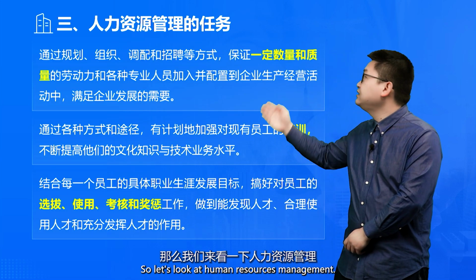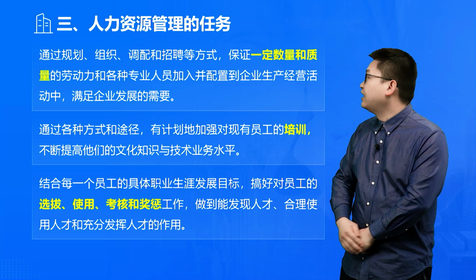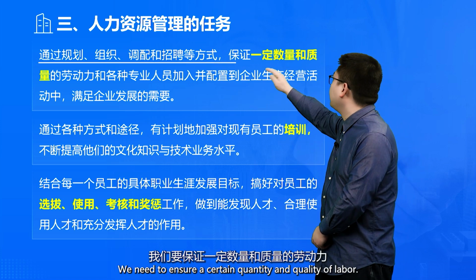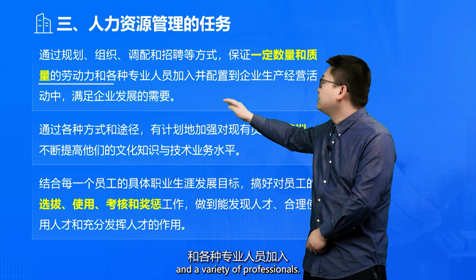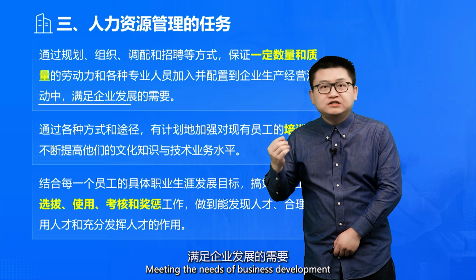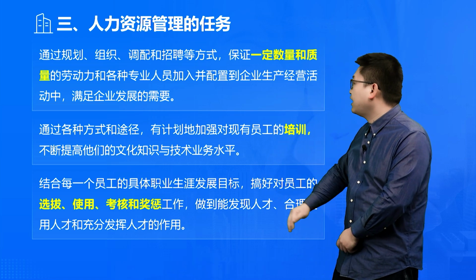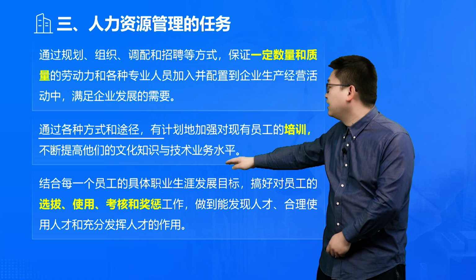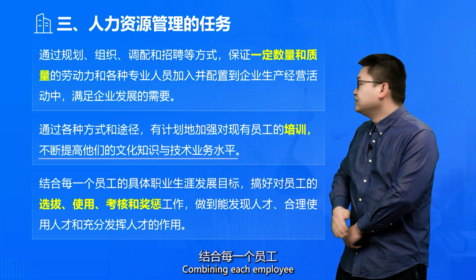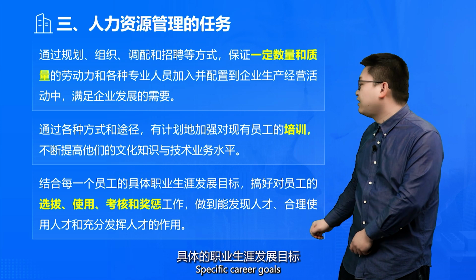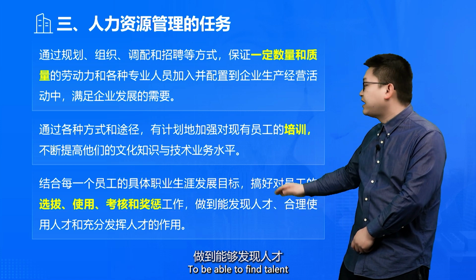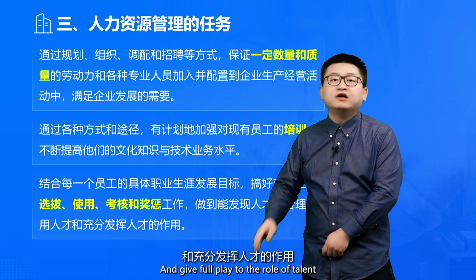So let's look at what kind of mission human resources management is going to accomplish. First and foremost, through the planning, organization, deployment, and recruitment we just talked about, we need to ensure a certain quantity and quality of labor and a variety of professionals, and allocate them to the production and operation activities of enterprises, meeting the needs of business development. This is the main task. Then, we can use various ways and means to intensify training for employees in a planned manner, and constantly improve their cultural knowledge and professional skills, combining each employee's specific career goals. Do a good job in selecting and using employees, assessment, and reward and punishment work, to be able to find talent, use talent rationally, and give full play to the role of talent.